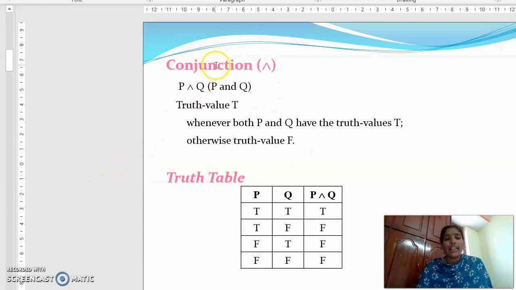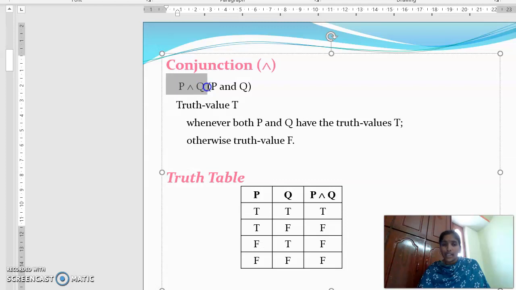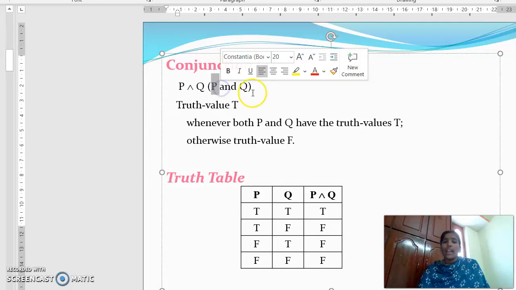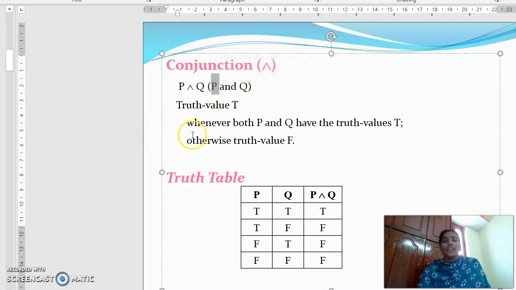The next connective is the conjunction connective, which is represented by the symbol ∧, and it is represented as P and Q. Conjunction is simply read as "and." That's why the symbolic form P ∧ Q is read as P and Q. We already know the negation connective, but when is the truth value of the conjunction true?